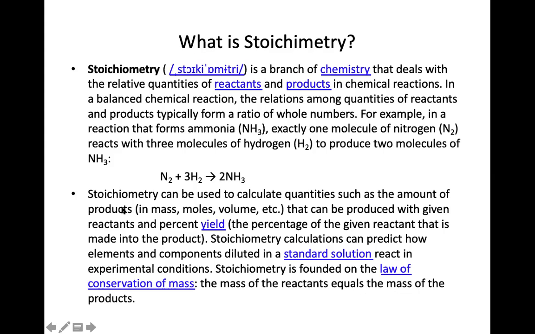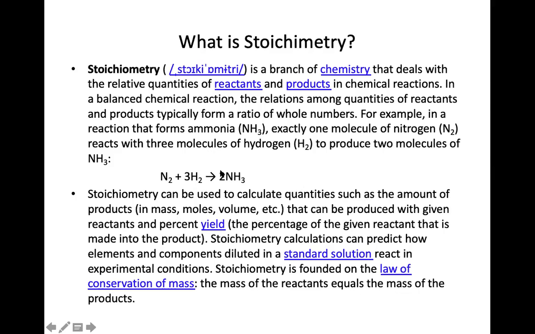Stoichiometry can be used to calculate quantities such as the amount of products in mass, moles, or volume, depending on the compound. Sometimes, you know, gas reaction amount to a gaseous molecule, then the product also will be gas or like that. Can be produced with given reactants and percent yield. So it is very important.